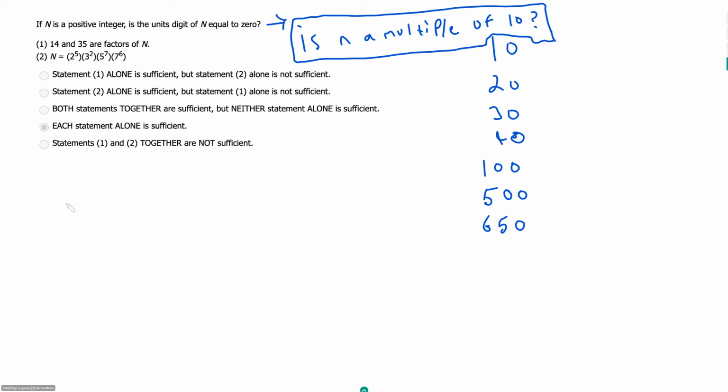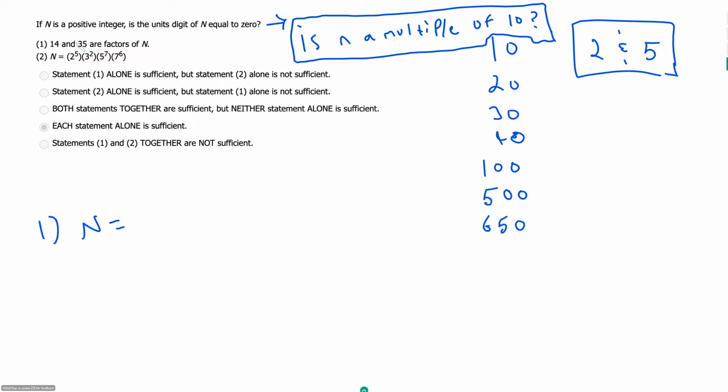Statement 1, 14 and 35 are factors of n. So we want to know, is n a multiple of 10, which also means does n contain a 2 and a 5, right? Are 2 and 5 factors of n? So we don't know that these are all of the factors of n, but we know it's got to contain at least both of these things.